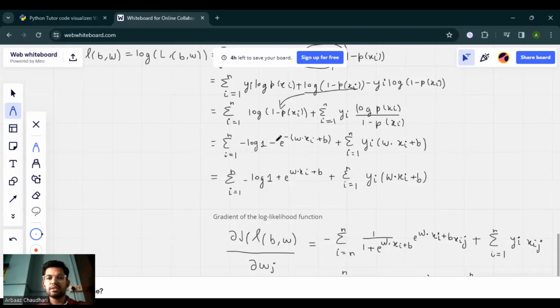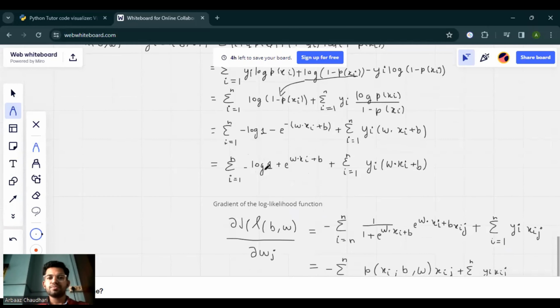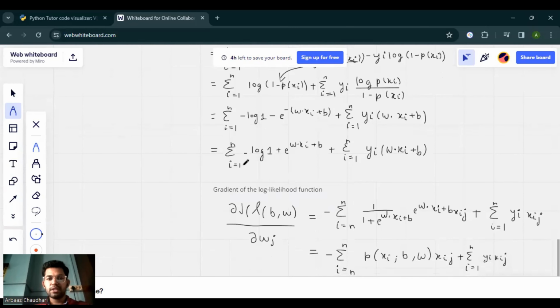Then this minus summation of i from 1 to n of log of 1 plus e raised to. Now the p of xi value is substituted, and here also the p of xi value is substituted. Okay. So after that we get this line. Yeah, then it is completed. Then there is nothing more to do over here, and here it becomes positive and nothing else is left.